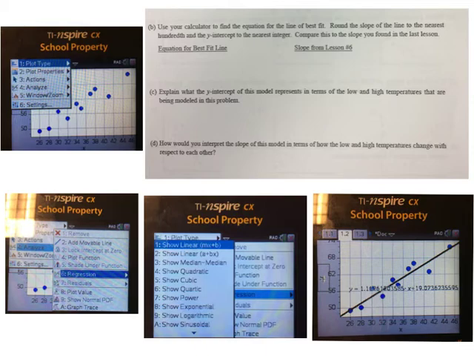Question B says, use your calculator to find the equation of the line of best fit. Round the slope in the line to the nearest hundredth and the y-intercept to the nearest integer. Compare this to the slope you found in the last lesson. So in order to write the line of best fit, whenever we want to do anything to a window in our calculator, you always want to hit menu. Once you get to menu, you want to say, okay, what are we going to do? Well, we're going to analyze our graph. So let's hit 4, Analyze.